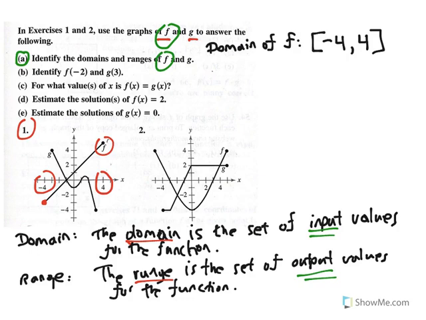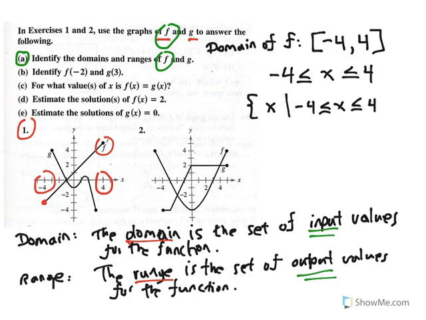I wrote the domain using what we call interval notation. If you have brackets, that means -4 is included as well as 4 is also included, and it's all numbers between -4 and +4, including the endpoints. Alternatively, you can also write x is between -4 and +4, including the endpoints. Or you could even use set notation, in which you write the set containing x values such that x is between -4 and +4. So there are different ways you can write the same information.